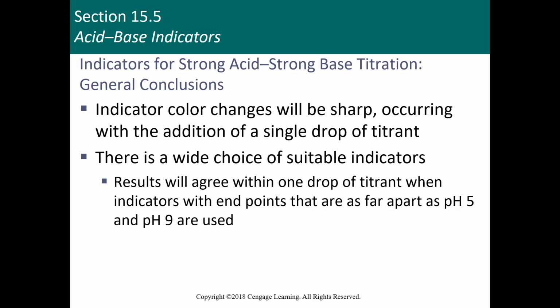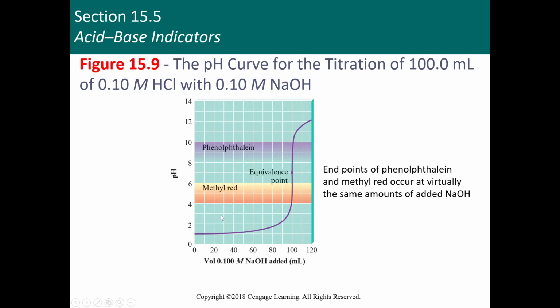So the indicator color change will be sharp, occurring with the addition of a single drop of titrant. There's a wide choice of suitable indicators for this. Results will agree within 1 drop of titrant when indicators with endpoints as far apart as pH 5 and pH 9 are used. So right here we see a few different examples of this.